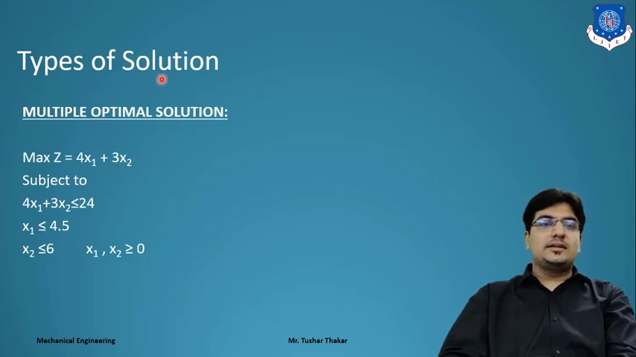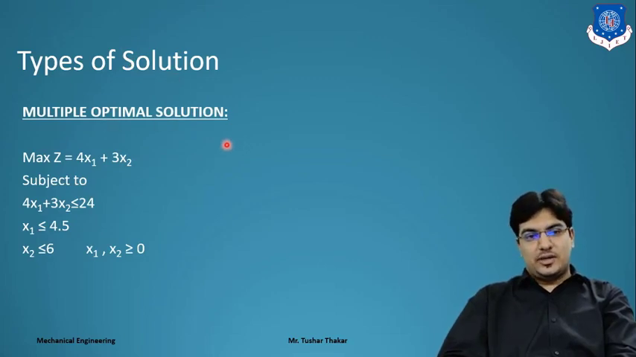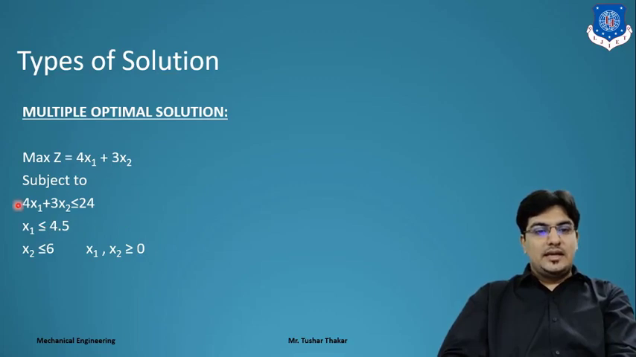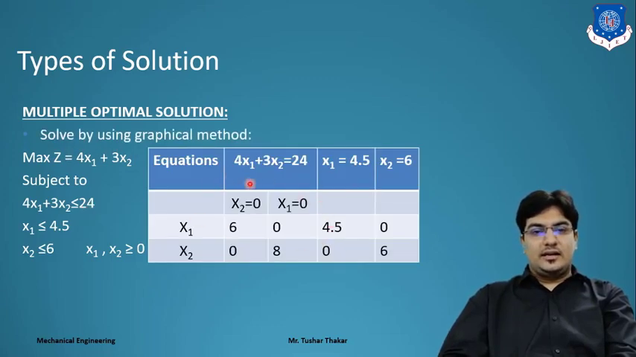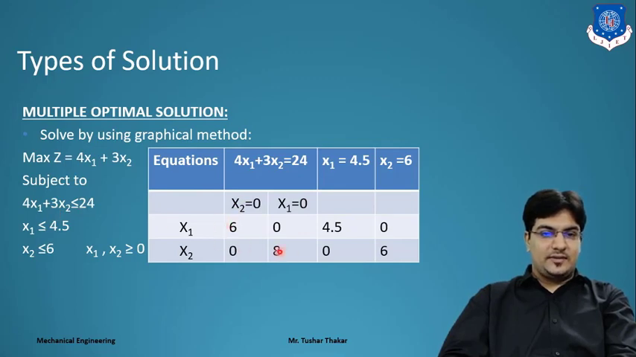The third one is the multiple optimal solution. One example is given, meaning by solving this LPP, we can get two different points for maximizing the Z here. So we can write a table over here. We have 4x1 plus 3x2 is equal to 24. In the second equation, x1 is equal to 4.5, so by default x2 is equal to 0. In the third equation, x2 is equal to 6, so x1 is equal to 0.